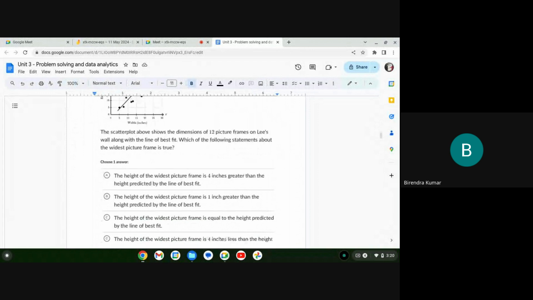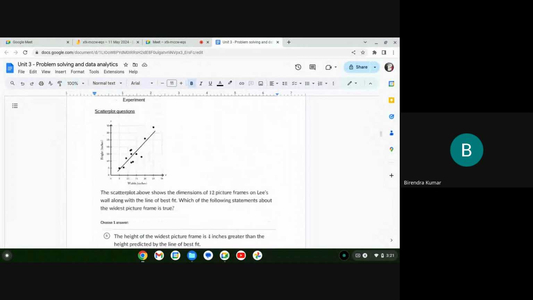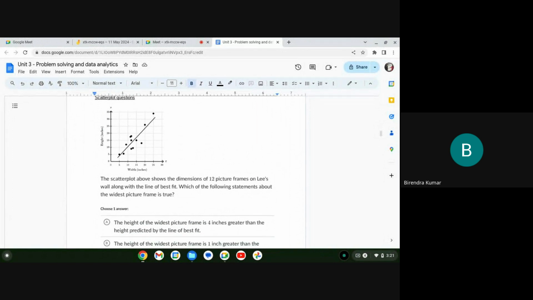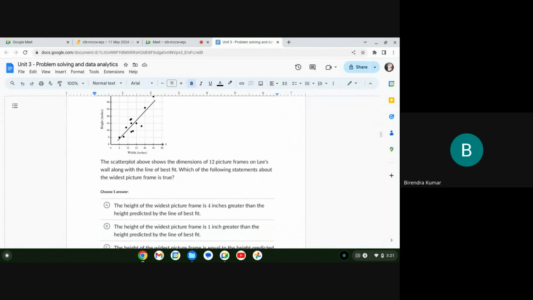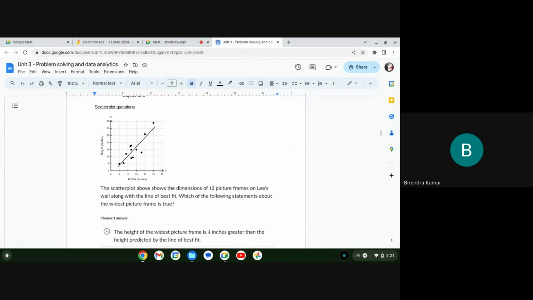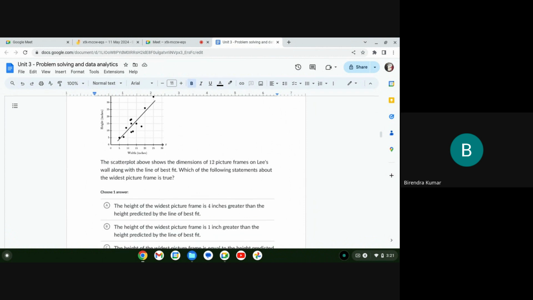The height of the widest picture frame is 1 inch greater than the height predicted by the line of best fit. The height predicted by the line of best fit is around 30, and this is above 34, close to 35. I don't know what it is, but certainly it is not 1 inch greater, because the line of best fit would have hit somewhere around 30. That's why it is cutting here, correct? We can make a guess, but this doesn't seem to be perfect.